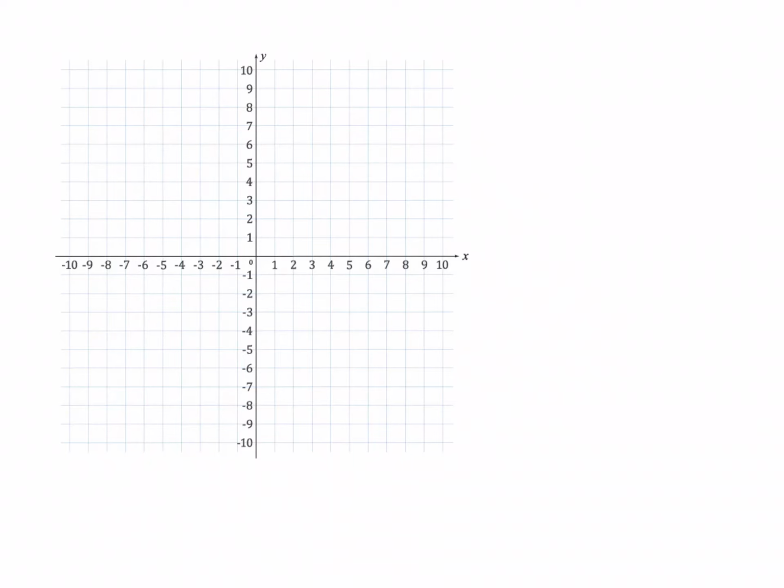Hi, let's talk about graphing again. So what we want to do right now is look at the important parts on a graph.